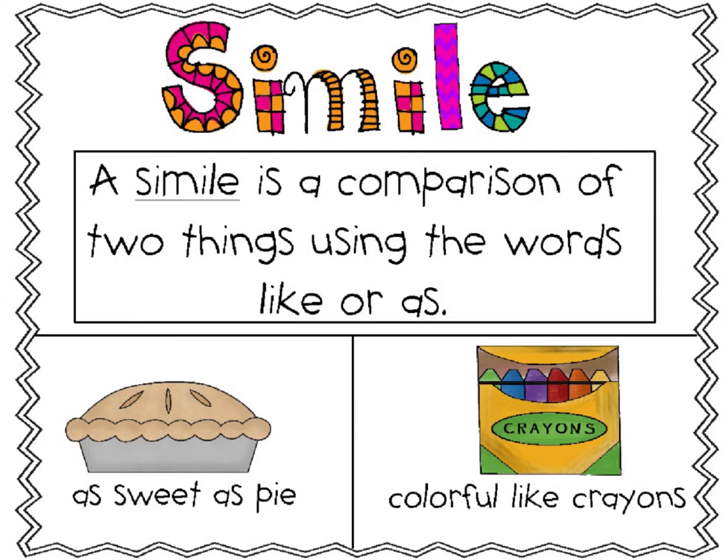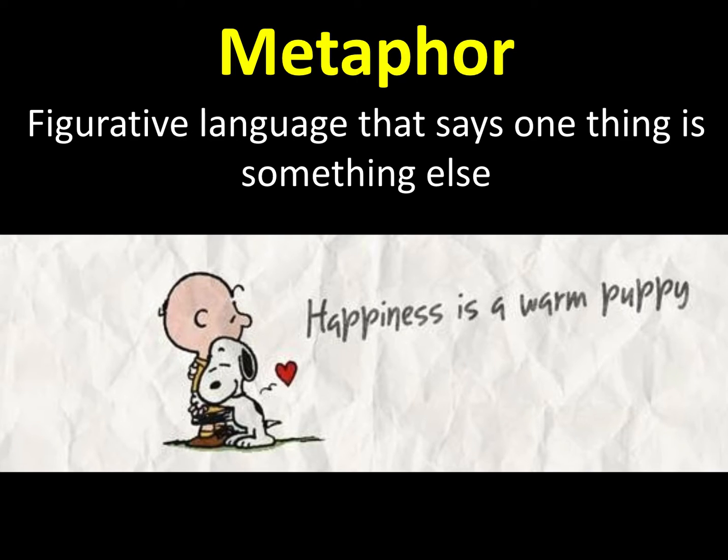Now, you might say, "Miss Barnett, what happens if I compare things, but I don't use like or as?" Great question. That's a metaphor. A metaphor is figurative language that says one thing is something else. Happiness is a warm puppy. Here we have Charlie Brown and Snoopy hugging, and we're saying happiness is a warm puppy. It's comparing happiness to a warm puppy, but it's not using like or as. Because it's just saying one thing is something else, that makes it a metaphor.